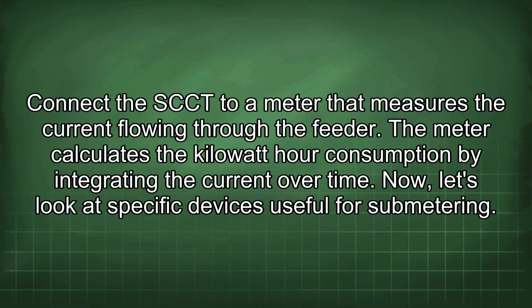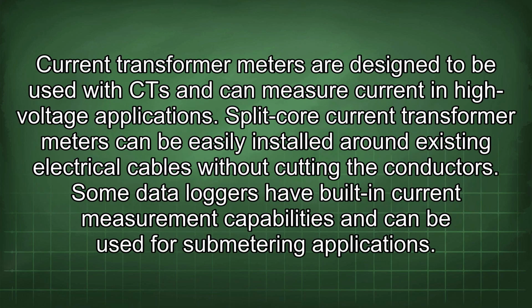Now let's look at specific devices useful for submetering. Current transformer meters are designed to be used with CT and can measure current in high-voltage applications. Split-core current transformer meters can be easily installed around existing electrical cables without cutting the conductors. Some data loggers have built-in current measurement capabilities and can be used for submetering applications.